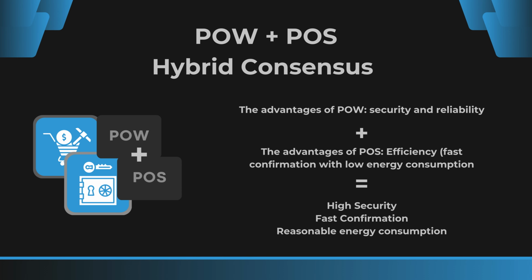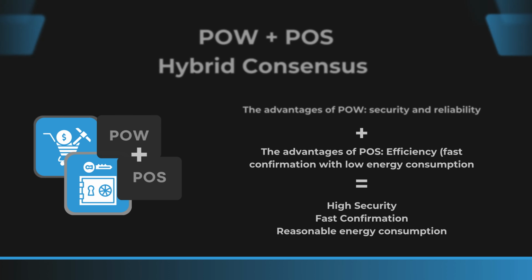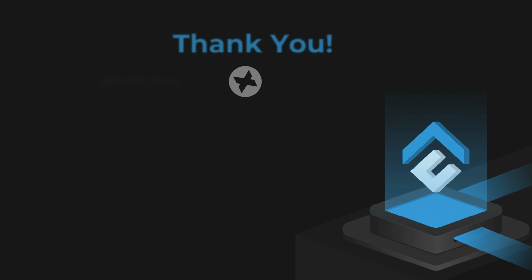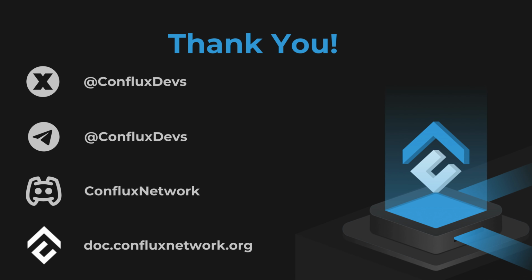But having both consensus mechanisms lets the platform get the benefits of both while avoiding the limitations of proof of stake. This means high security, fast confirmation, and reasonable energy consumption. Conflux combines high performance, robust security, and Ethereum compatibility. These features, along with its innovative architecture and user-friendly mechanisms, make it a versatile platform for both developers and users in the blockchain space.